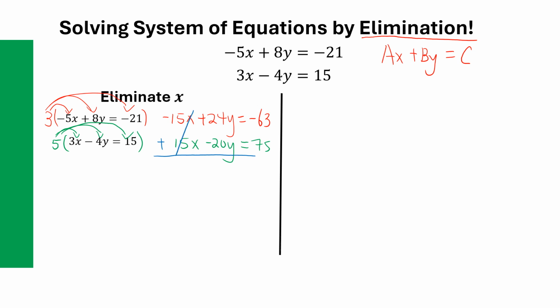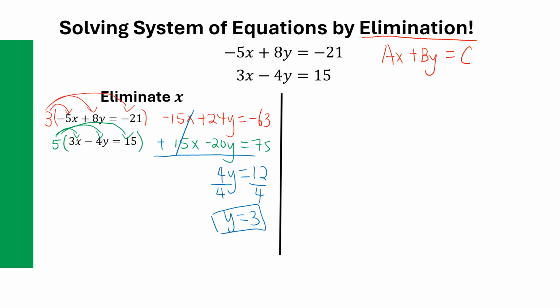And now I can add these two equations together, and negative 15 plus 15 is 0, so x is eliminated, and 24y plus negative 20y gives us 4y, and negative 63 plus 75 is 12, and then we divide both sides by 4, so y is 3.